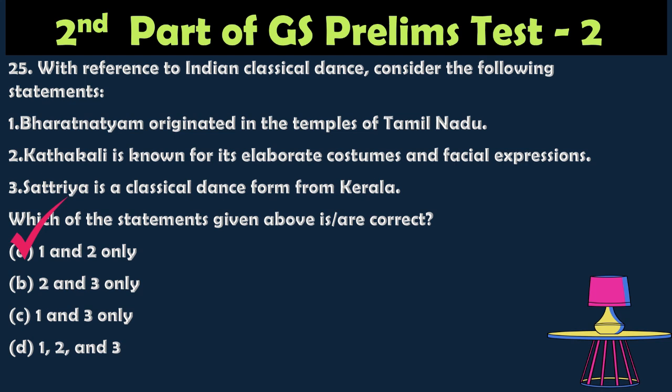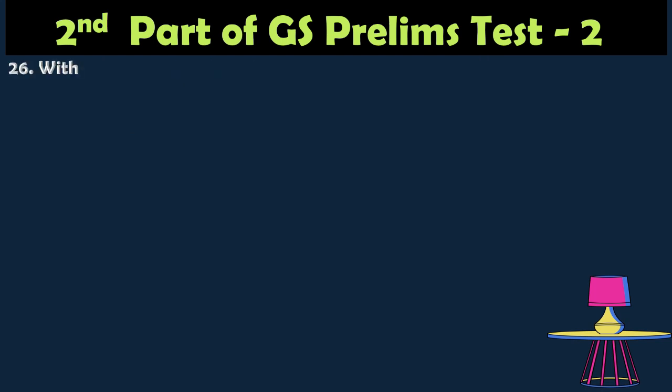Kathakali from Kerala is also known for its elaborate costumes, makeup, and expressive postures and gestures. So yes, statement 2 is correct. And the third one, that dance form is from Assam, not Kerala. So statement 3 is wrong. So the first and second options are correct.